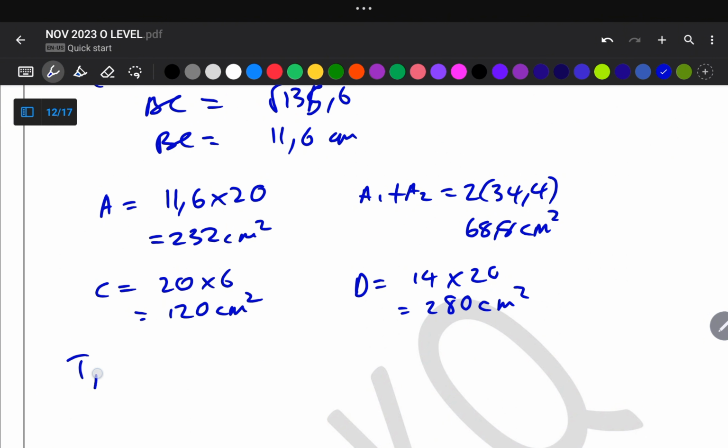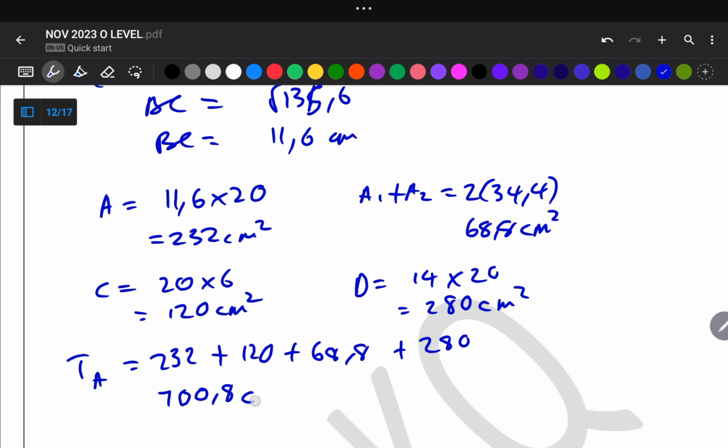And then the total surface area is equal to the sum of these areas. So it is equal to 232 plus 120 plus 68.8 plus 280. This gives us 700.8 square centimeters. Okay, so this is our total surface area.